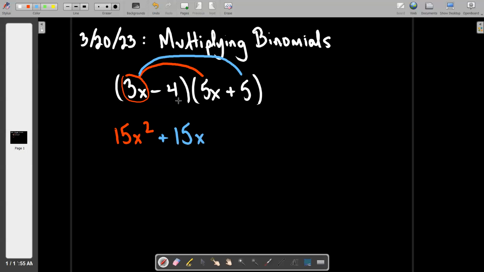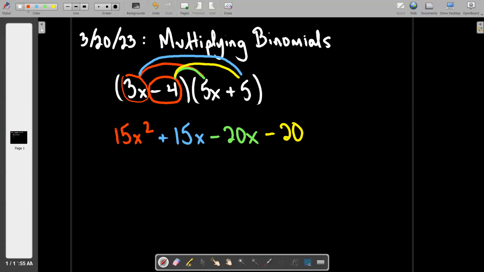Right? And now it's negative 4's turn to go. And so negative 4 is the worker whose turn it is, and he's going to multiply by the 5x. And what do we get? Negative 20x, good. And then negative 4, still working, is going to multiply by 5. And what do we get? Minus 20, good. And then we're going to combine like terms, and that'll be that.